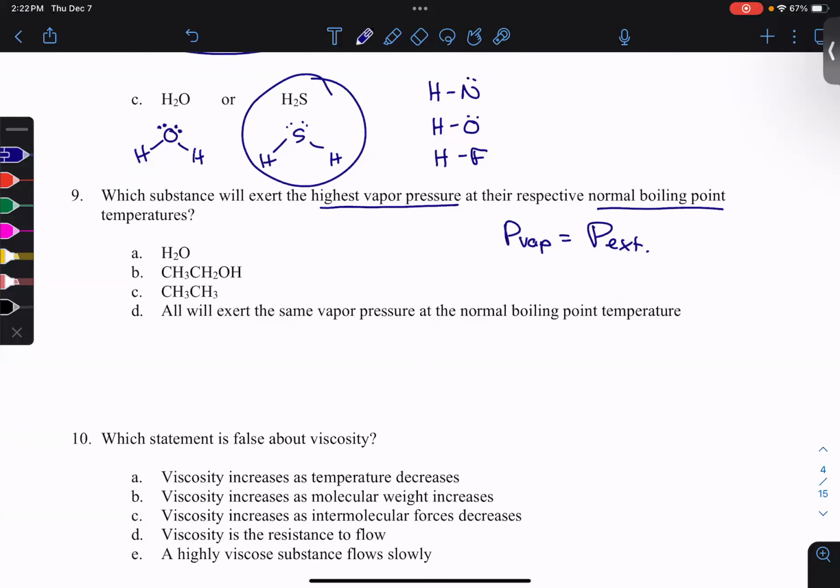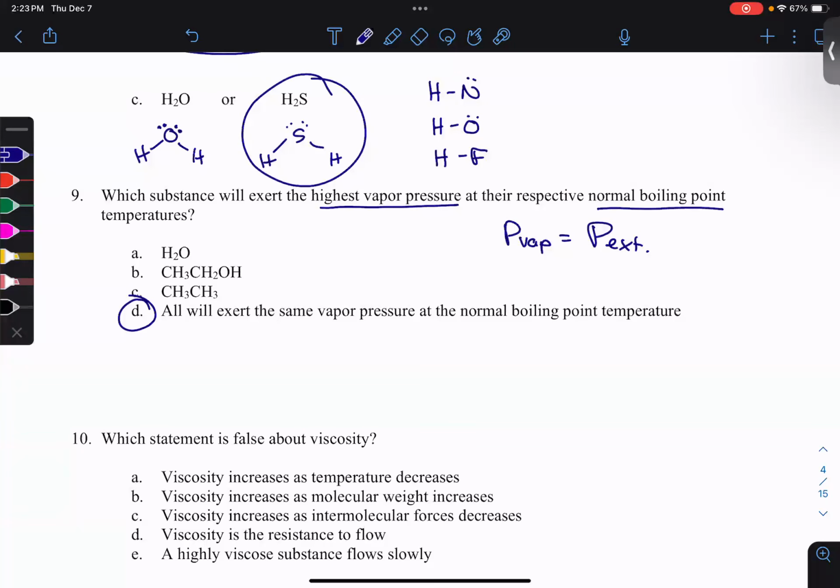So that means the normal boiling point of water, which is 100 degrees Celsius, is when the vapor pressure equals 1 atmosphere for water. That's what normal means to us. But in Denver, it's abnormal. When we boil water in a pressure cooker, that's abnormal because we're adding extra pressure to it. So can we answer this question? Which substance exerts the highest vapor pressure at its normal boiling point?